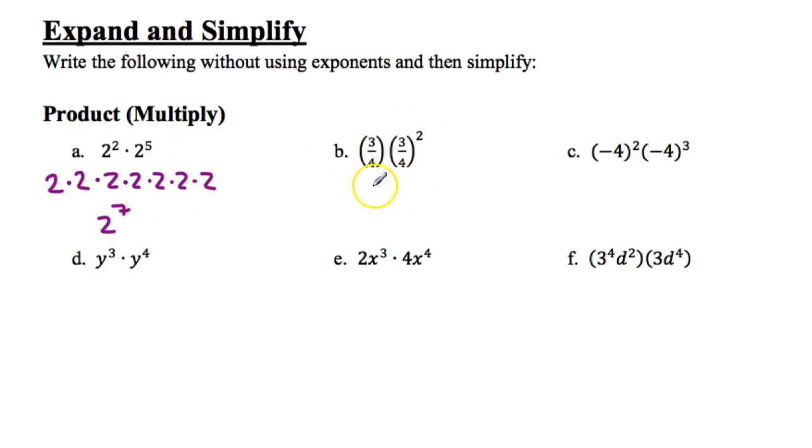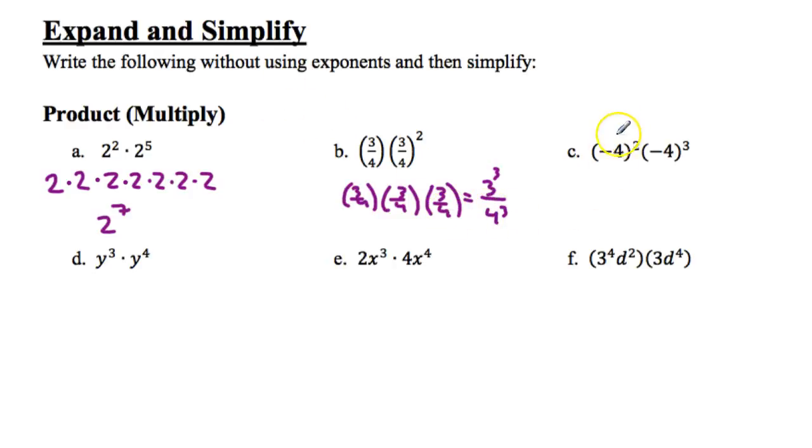Alright, this one over here, we've got 3/4 times 3/4 squared. So this is really 3/4 times 3/4 times 3/4. And if we've got 3 of these, right, I can really say 3 times 3 times 3. That is 3 cubed. And 4 times 4 times 4, that's really 4 cubed.